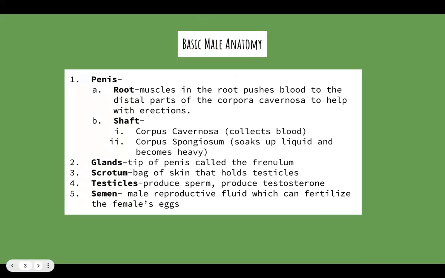Basic male anatomy. First, we're going to talk about the penis, which is the root. And the root pushes the blood to the distal parts of the corpus cavernosa to help with erections. Then we have the shaft, which consists of two parts: the corpus cavernosa, which collects the blood, and the corpus spongiosum, which soaks up liquid and becomes heavy. Then you have the glans, which is the tip of the penis, called the frenulum.